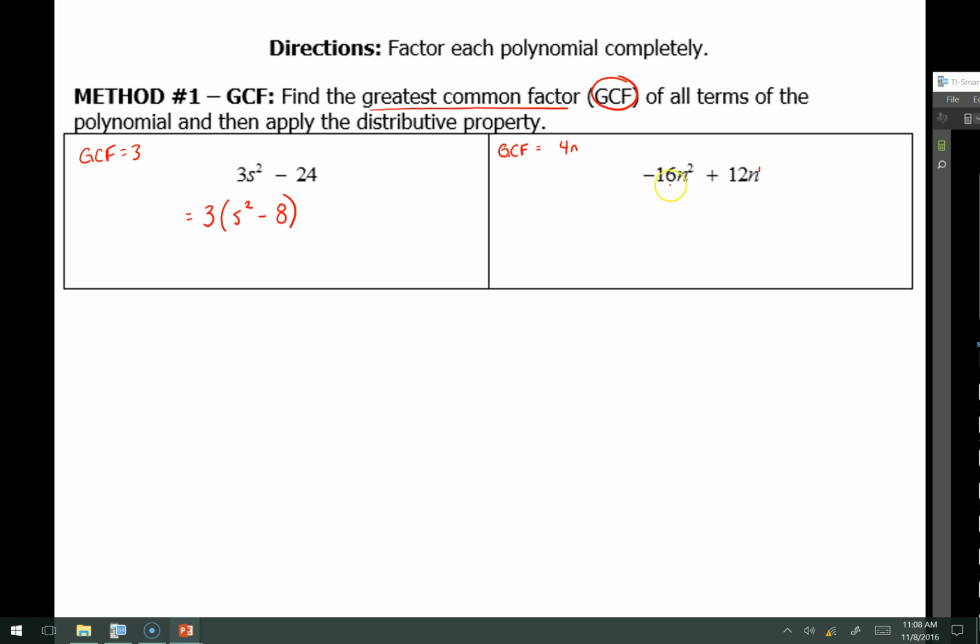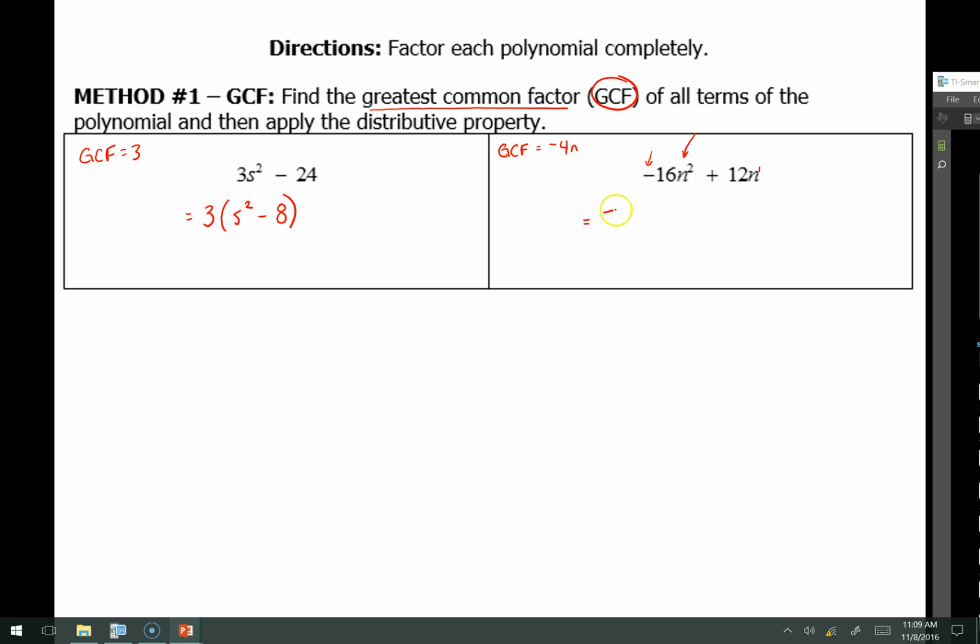I also want to point out here that the lead coefficient, meaning the first term that has the largest order or power, has a negative sign here. Whenever the lead coefficient is negative in your factoring, I also want you to factor out that negative sign. So we're going to factor out the GCF of negative 4 times n. So let's take that out.